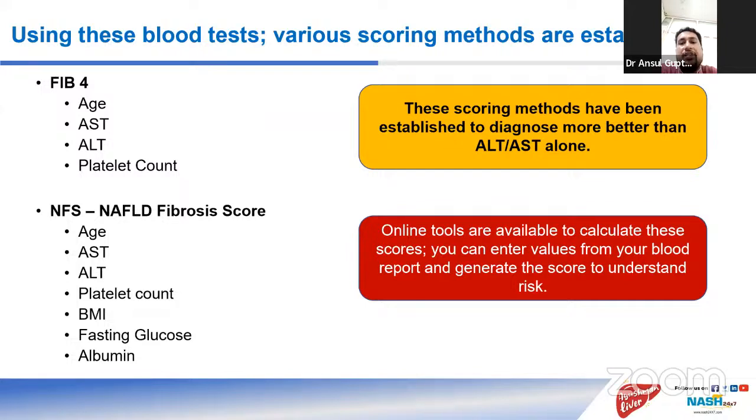So what are the tests? These are various tests which can be used. Instead of AST, ALT alone, there are online calculators also available, in which we take age, AST, ALT, platelet count, that is FIB-4, or we take the NAFLD fibrosis score, in which we use age, AST, ALT, platelet count, BMI, fasting glucose, and albumin. These are the online calculators available. You can use this online and enter your details, and you will be told how much risk factor there is for your NASH and in what stage you are.